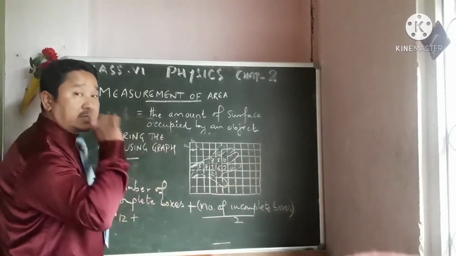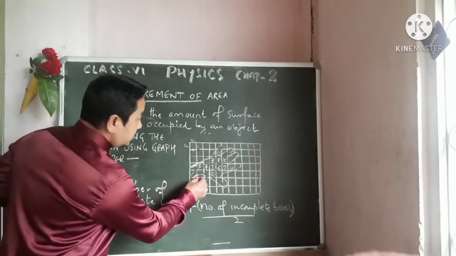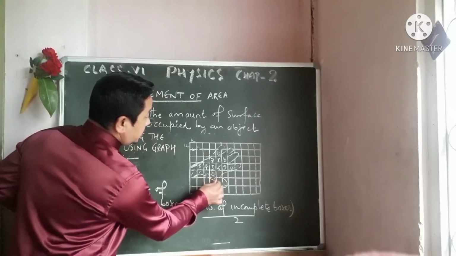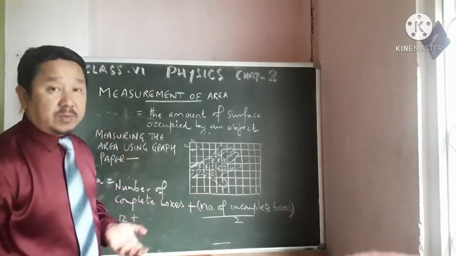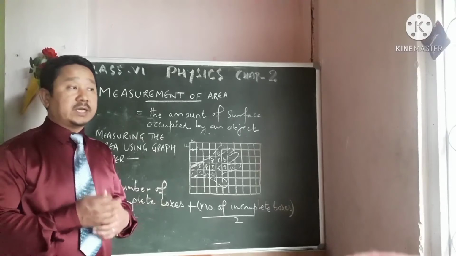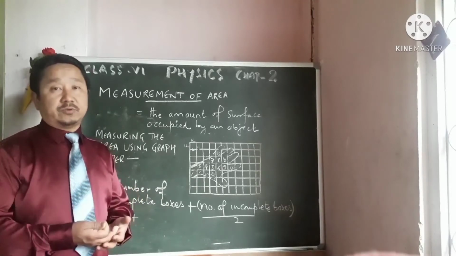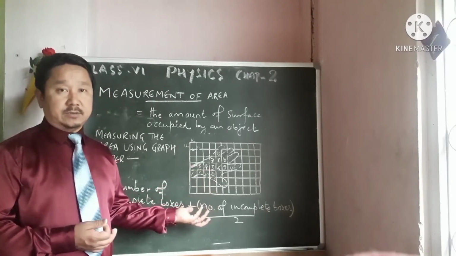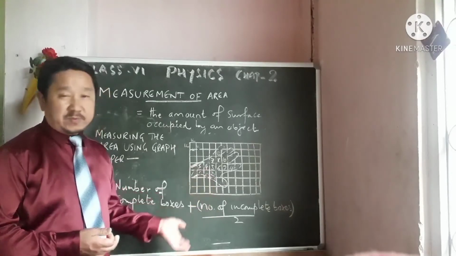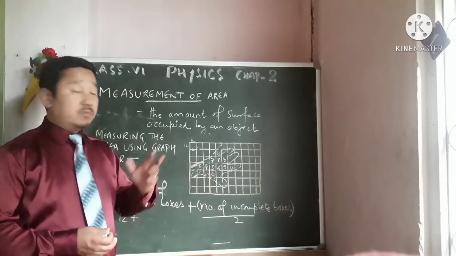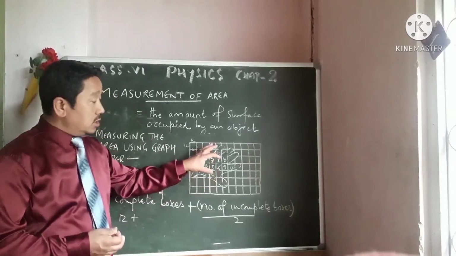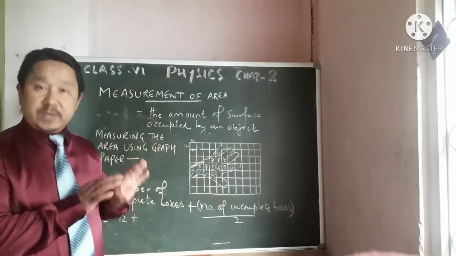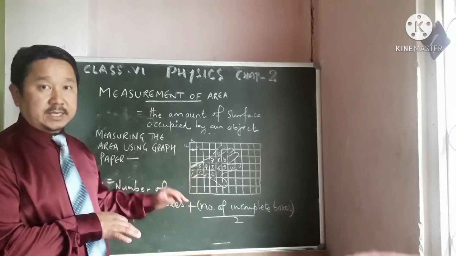So how many such incomplete boxes are there now? Count it. So here is 1, 2, and those incomplete boxes which are above 50%, which are enclosed more than 50%. Okay, some are covered less than 50%, like 20%, something like that. But only those incomplete boxes which are covered above 50% need to be counted here as half.